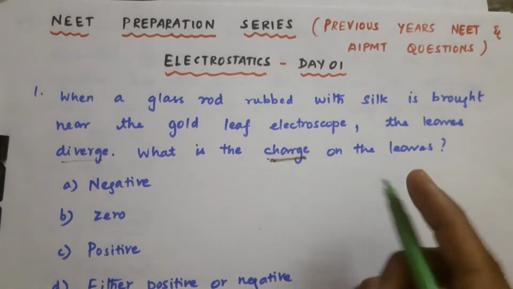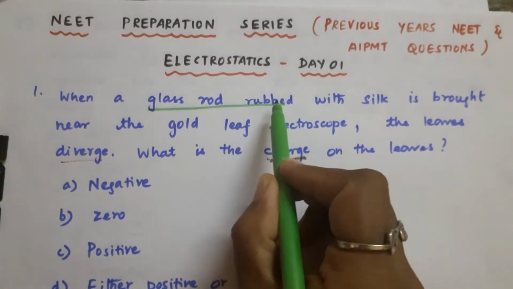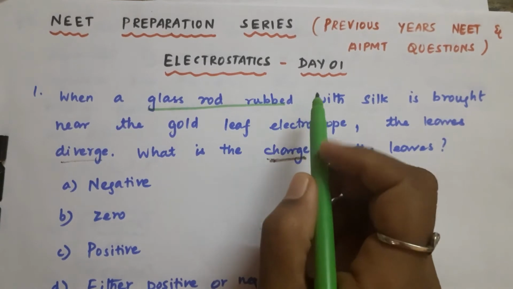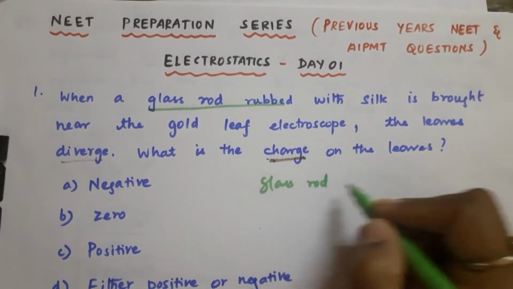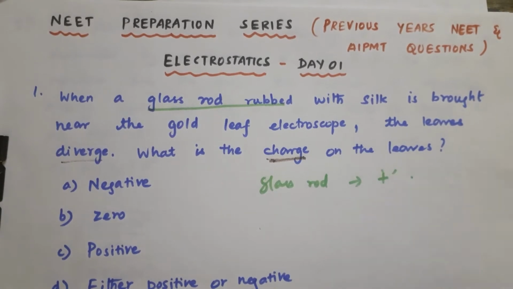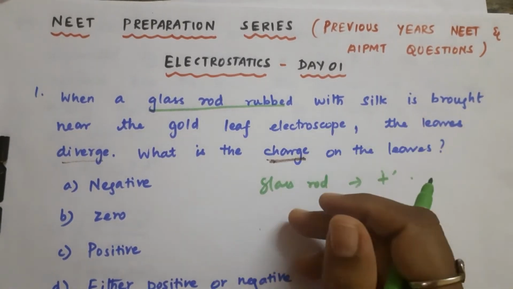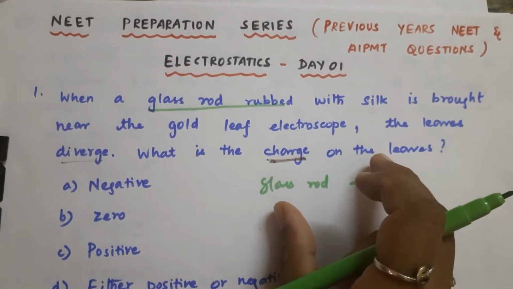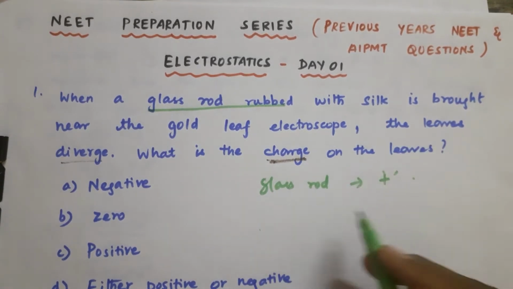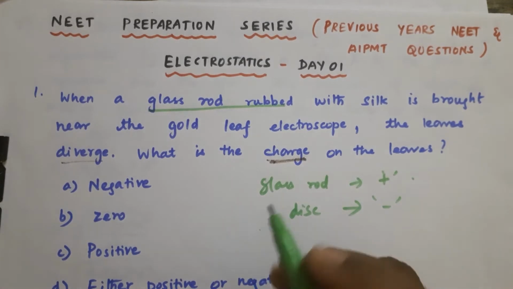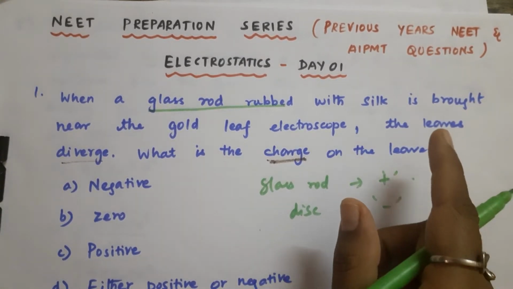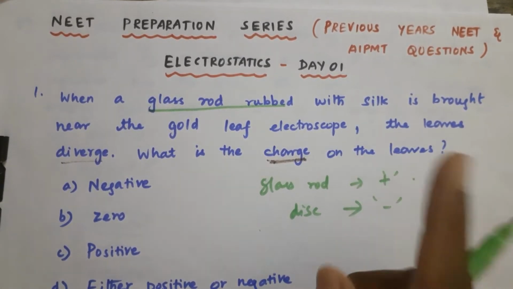We know very well the glass rod. When the glass rod is rubbed with silk, the glass rod acquires positive charge on rubbing. So when the rod is brought near the disc of the electroscope, the disc will acquire negative charge, and there will be positive charge on the far end, right? So that is on the leaves.